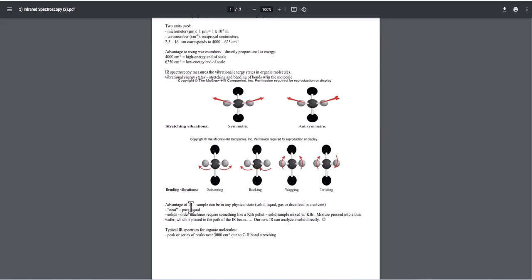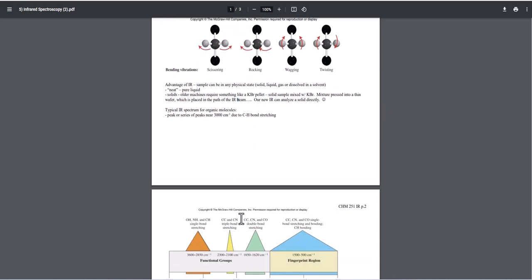Functionally, how we take IR is they can be in any physical state, solid, liquid, or gas, usually dissolved in a solvent. We can do them neat or dissolved in other compounds. In the lab we have here at AB Tech, we usually run them neat, so if it's a pure liquid or a pure solid. We can also dissolve them in a liquid and use them that way.